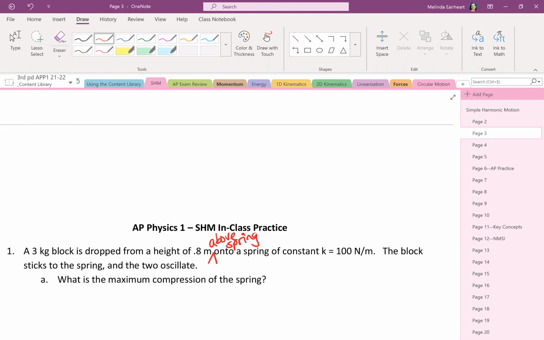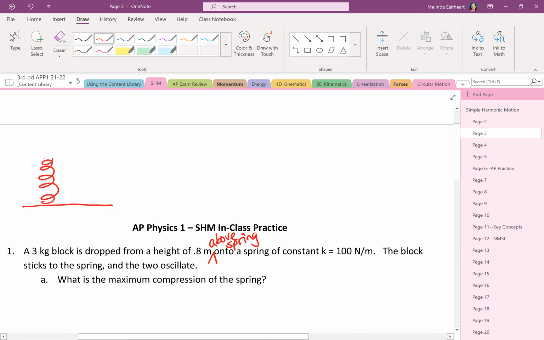And the spring has a constant of 100 newtons per meter. The block sticks to the spring. So maybe there's putty, Velcro, some kind of sticky something. And the two oscillate. So does it start out oscillating? No. Is it going to end up oscillating? Yes. But initially, we just got, here's our table.